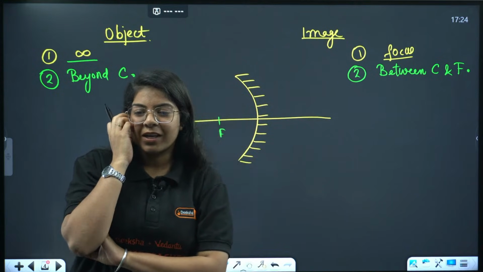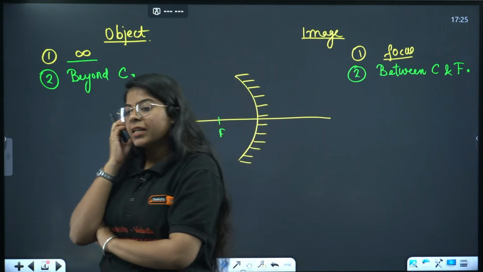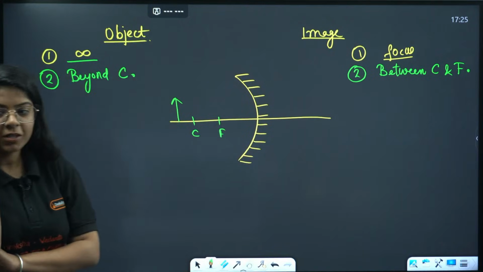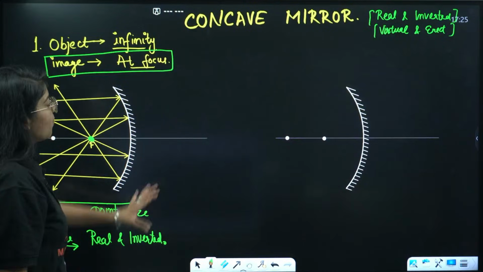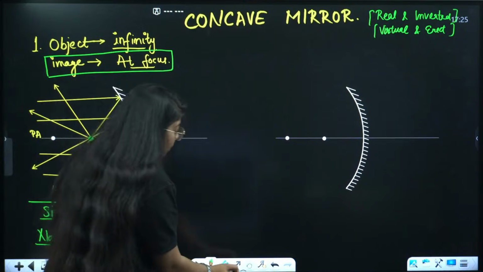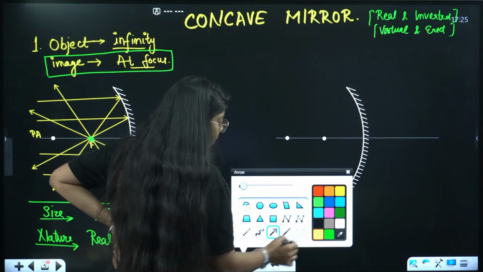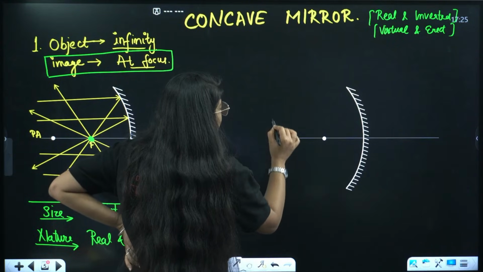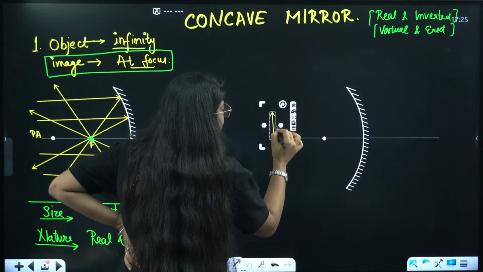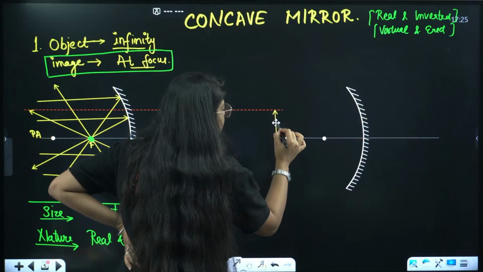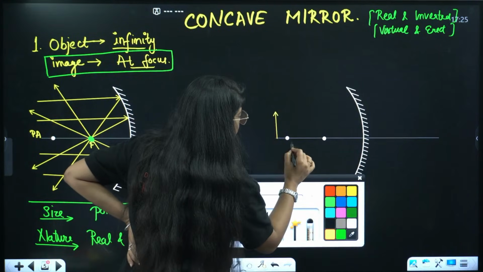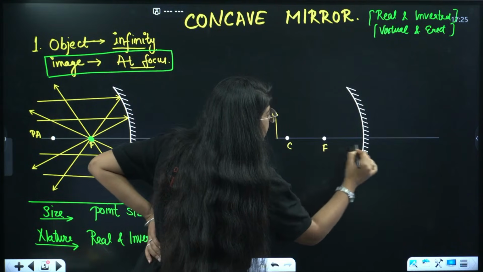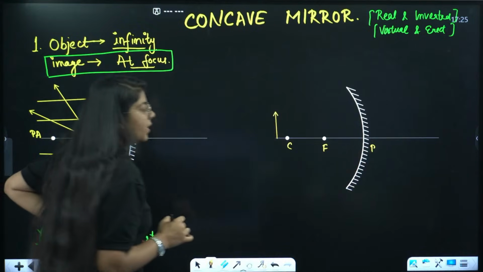ठीक है, ओके, चलें या we will study now and then see about burgers. Okay, चलो, next case. Second case is that the object is beyond C. Done. Can I make my object like this? ठीक है, this is the object and this is beyond C. Done. This is C, this is focus, this is pole of the mirror.